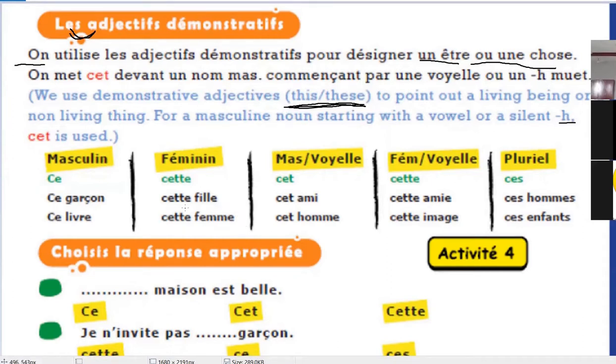Now the masculine and feminine forms are done. With masculine we use ce as this, and with feminine cette. Now you see here, for a noun starting with a vowel, masculine and feminine both. Another thing you can see, H is also considered as a vowel. So if the noun is masculine, with a masculine noun you will use C-E-T, cet. This also you will pronounce as cet, and any one of you can read these two examples.